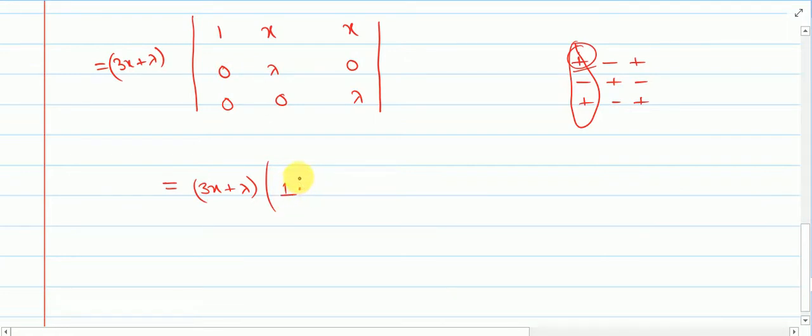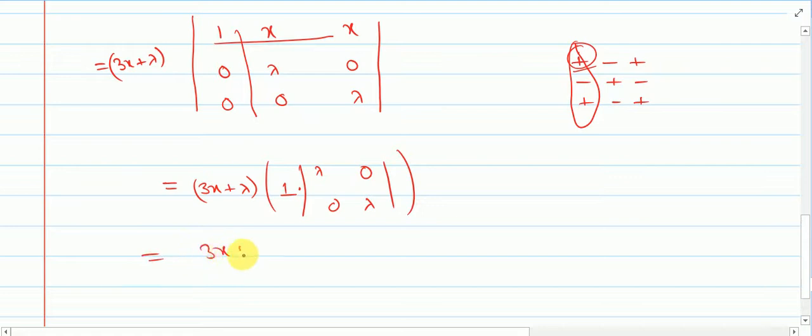Now we'll cover this row and this column. We are left with lambda 0 here. Got it? Now 3x plus lambda. Now you find the determinant, you get lambda square minus 0, which is equal to lambda square 3x plus lambda. Okay, so this is your answer.